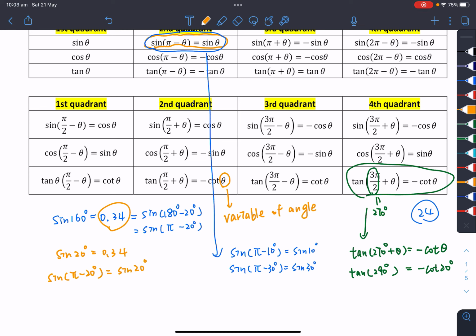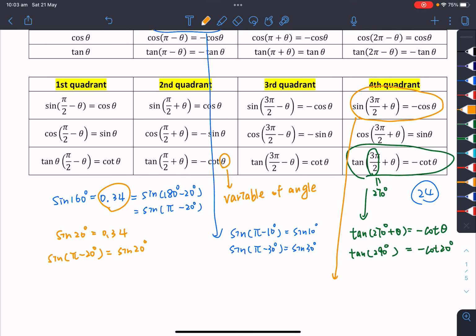Okay, here. From this one, 3 pi over 2 is 270 degrees. So you can say sin of 3 pi over 2 plus theta equals negative cosine theta. It means sin of 270 degrees plus 10 degrees equals negative cosine 10 degrees. The value will be the same.